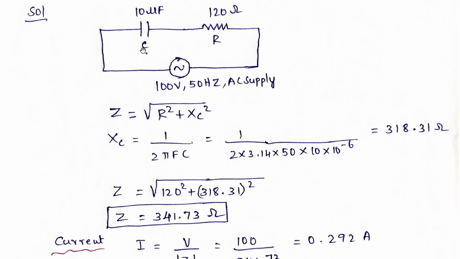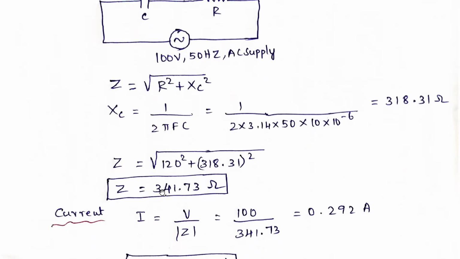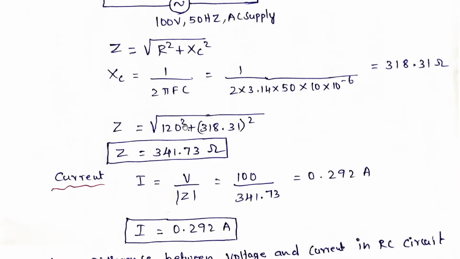Next, substitute XC. R is given, the value 120 ohms. So Z is equal to root of R square plus XC square, that means 120 square plus 318.31 square. If you simplify, you will get the answer as 341.73 ohms. Now we need to calculate the current. Current I is equal to V by Z, the magnitude, so 100 divided by 341.73. It will give you 0.292 amperes. So the current is 0.292 amperes.